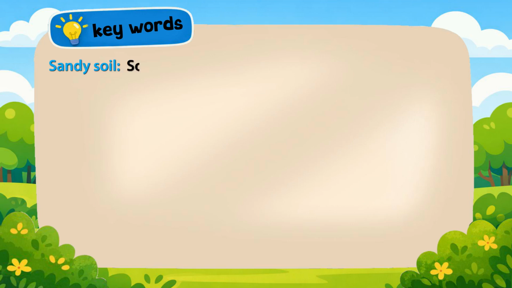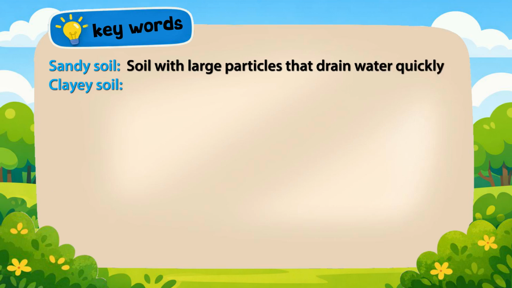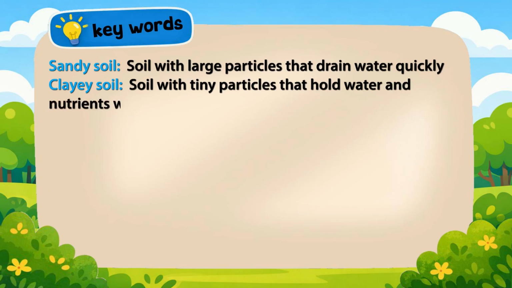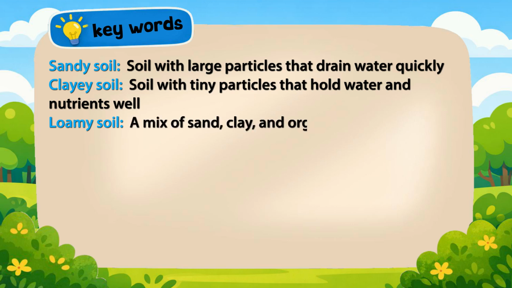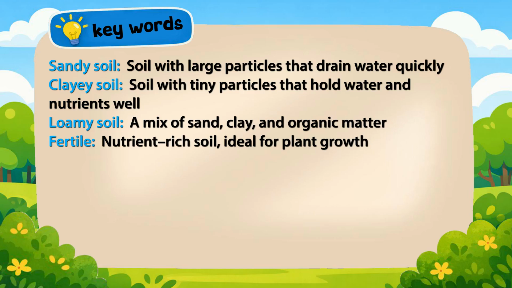Sandy soil: soil with large particles that drain water quickly. Clay soil: soil with tiny particles that hold water and nutrients well. Loamy soil: a mix of sand, clay, and organic matter. Fertile: nutrient-rich soil, ideal for plant growth.